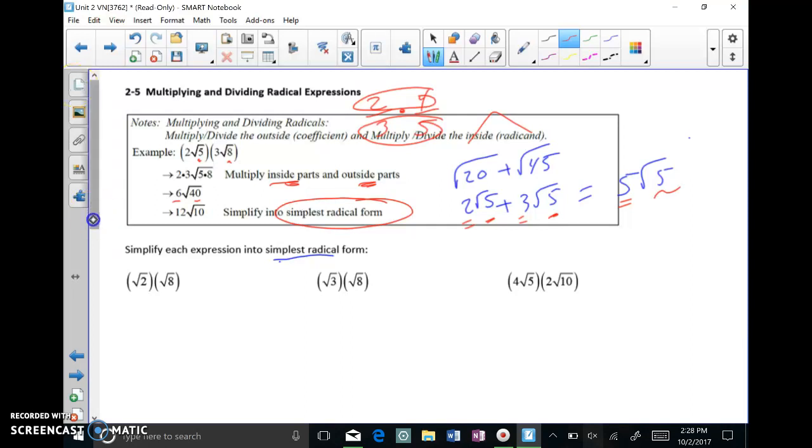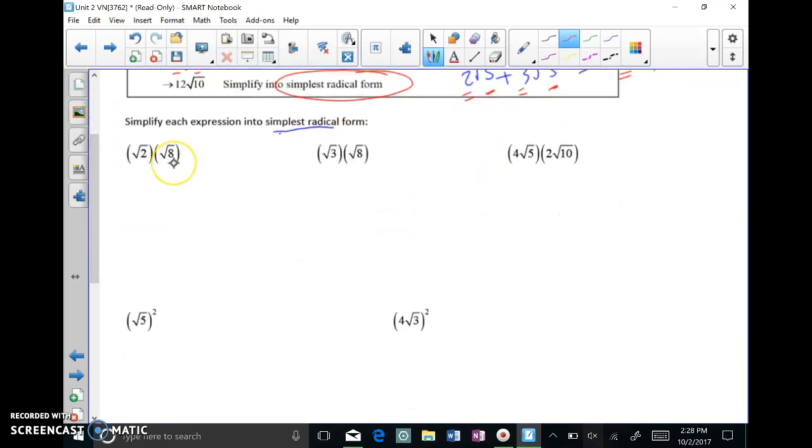All right, so let's look at a couple of examples here. Rad 2 times rad 8. Now, I can reduce rad 8, but I recommend when it comes to multiplying and dividing to multiply first. So let's do rad 2 times rad 8. Rad 2 times 8 comes out to be rad 16. Now, you want to reduce rad 16 like normal.